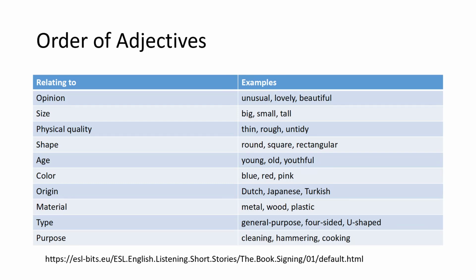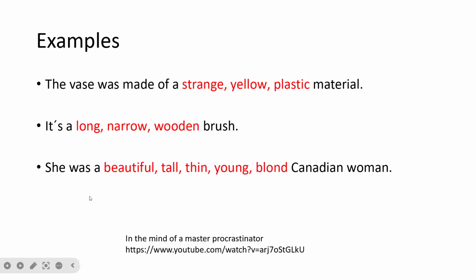So one more time, we have to use opinion first. Second, we use size. Third, we use physical quality. Fourth, we use shape. Fifth, we use age. Sixth, we use the color. Seventh, we have to use the origin. Eighth, we have to use the material. Ninth, we have to use the type. And tenth, we have to use the purpose. So this is the order that you have to follow when you use multiple words to describe something.